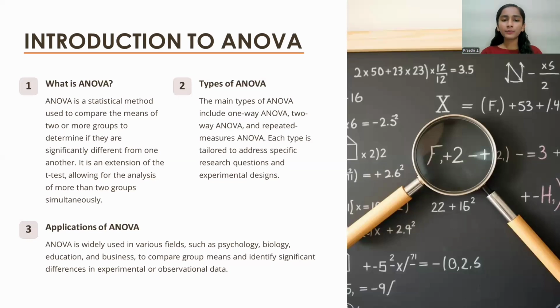Types of ANOVA. The main types of ANOVA include one-way ANOVA, two-way ANOVA, and repeated measures ANOVA. Each type is tailored to address specific research questions and experimental designs. Applications of ANOVA. ANOVA is widely used in various fields such as psychology, biology, education, and business to compare group means and identify significant differences in experimental or observational data.